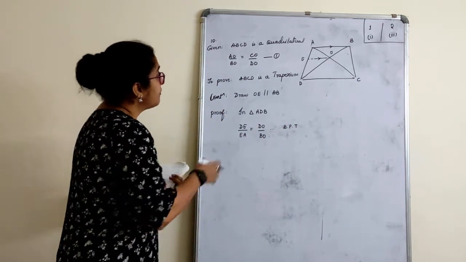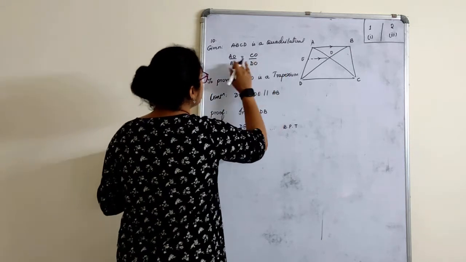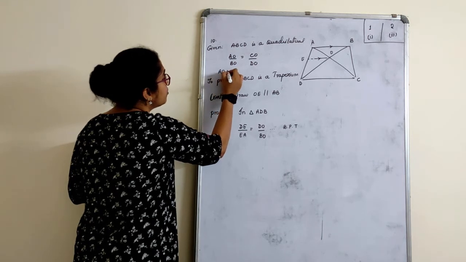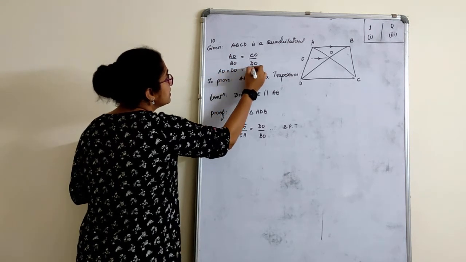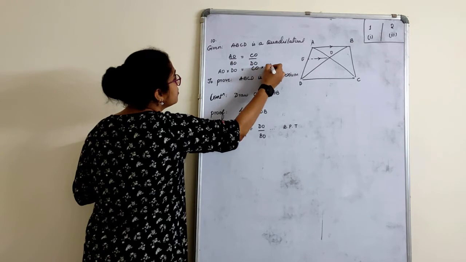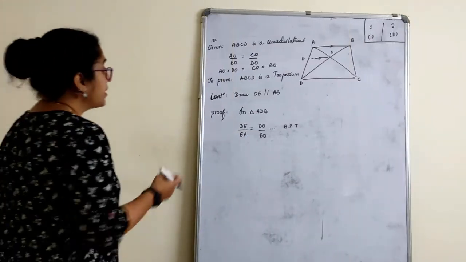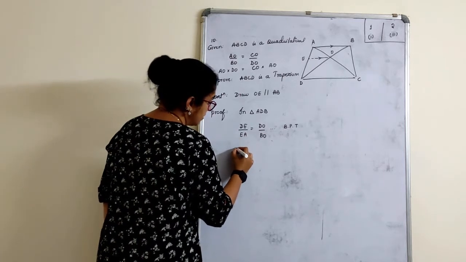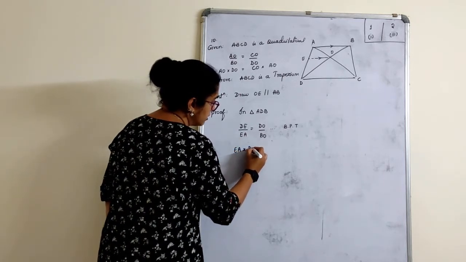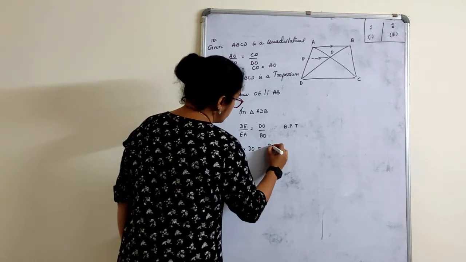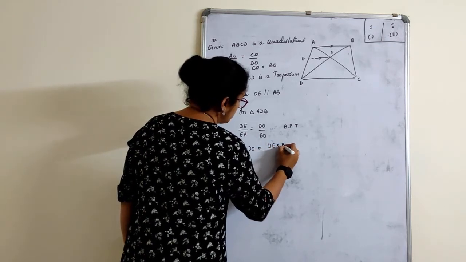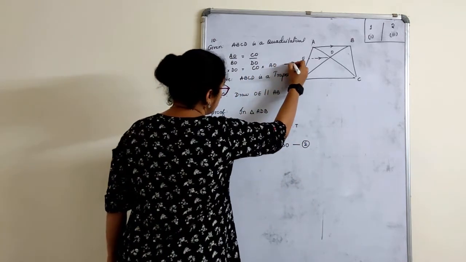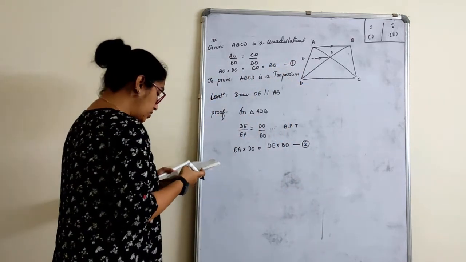Okay, one more thing children, I just forgot. What we will do here is, we will cross multiply this and keep it as equation 1. AO into DO is equal to CO into BO. Okay, so let's cross multiply now. When we multiply this, this will be EA into DO is equal to DE into BO. This is equation 2. So this is equation 1 and this is equation 2.